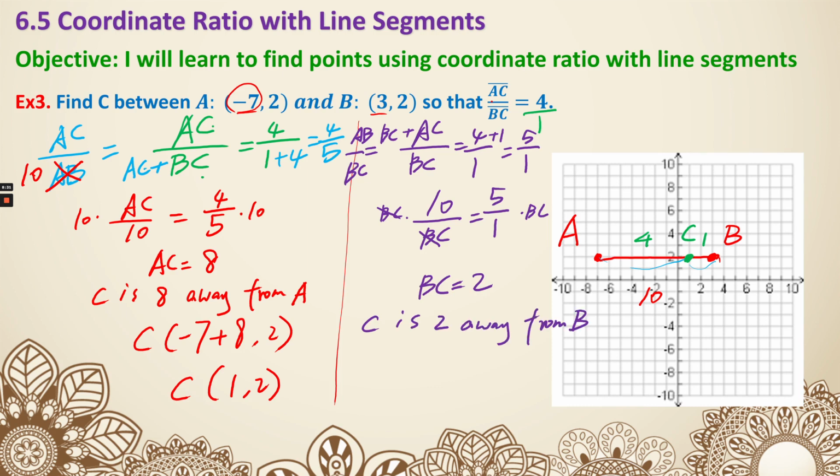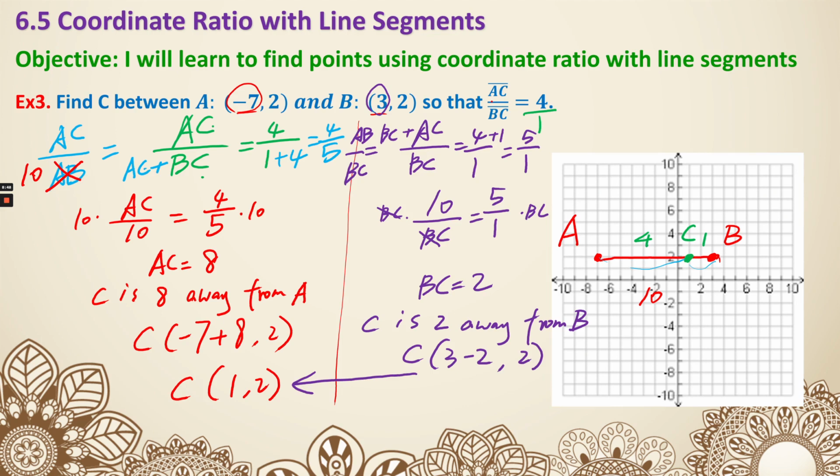But C is to the left of B. So in order to find C, I need to use the B coordinate, which is (3, 2). But I need to actually subtract 2 since C is to the left of B. But the y coordinate does not change. And that is still going to give you C as (1, 2).